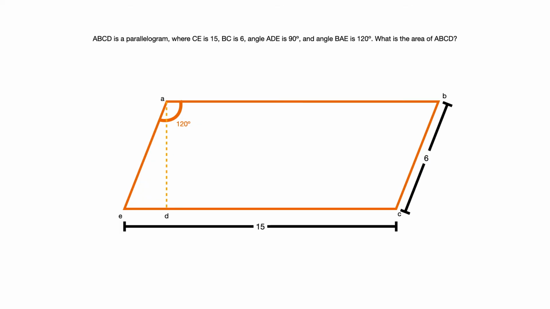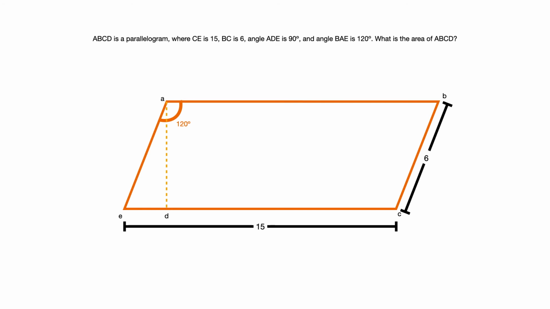So, ABCD is a parallelogram where CE, the segment CE, is 15. BC, the segment BC, is 6. And the angle ADE is 90 degrees, and the angle BAE is 120 degrees. What is the area of ABCD?